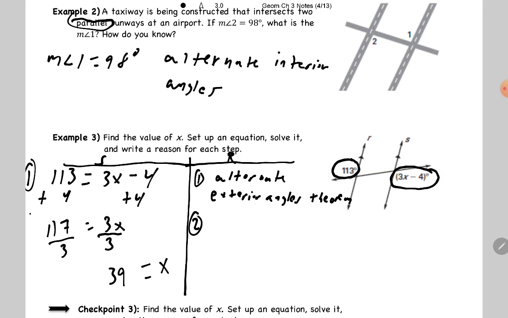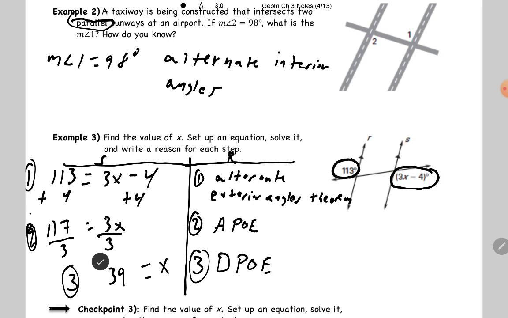And then 2, how did we get to 117 equals 3x? That was through the addition property of equality. We added 4 to both sides. And then 3, we used the division property of equality to get what x is. And then did I check if it was right? 39? Yes, it is. Okay. So that was statement 1, statement 2, and then statement 3.